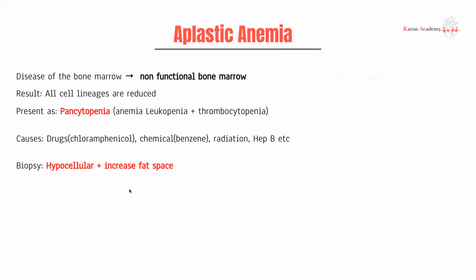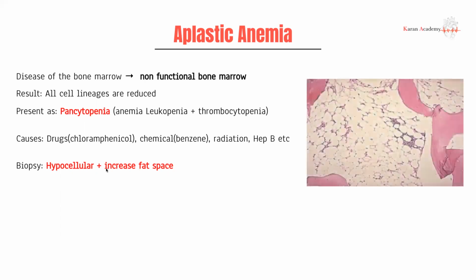Aplastic anemia is a disease of the bone marrow. You are not producing cells, right? This is because obviously your RBCs are being produced in the bone marrow. Along with this, we have all cell lines being affected, because your bone marrow produces not only RBCs but also WBCs, platelets, everything's shocked. So you have anemia, a leukopenia, and a thrombocytopenia. Causes include medications like chloramphenicol, chemicals like benzene, radiation, and hepatitis B, all can cause aplastic anemia.